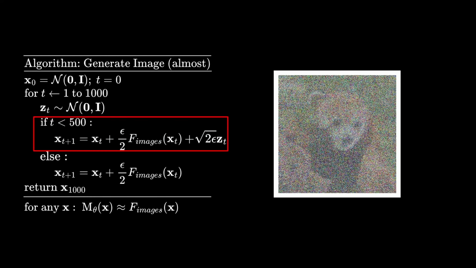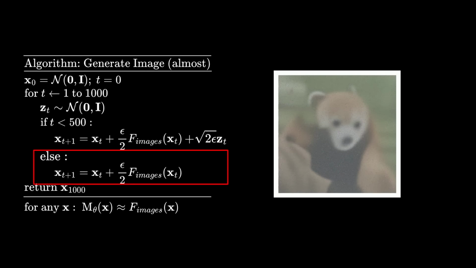This is the first half of the process, where we're still adding in the noise term. Then at some point, it sort of loses interest in further refining the details of the panda, and makes the image blurrier and blurrier. This is the second half of the process, where we removed the noise term and purely follow the diffusion model's directions.